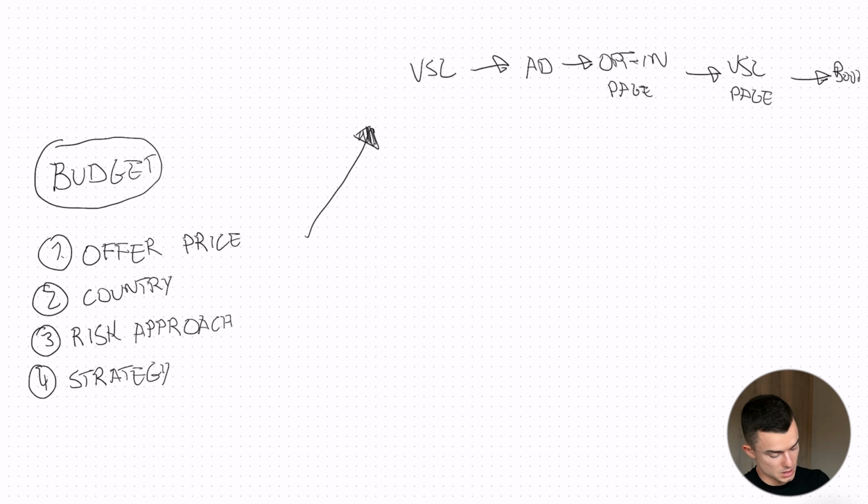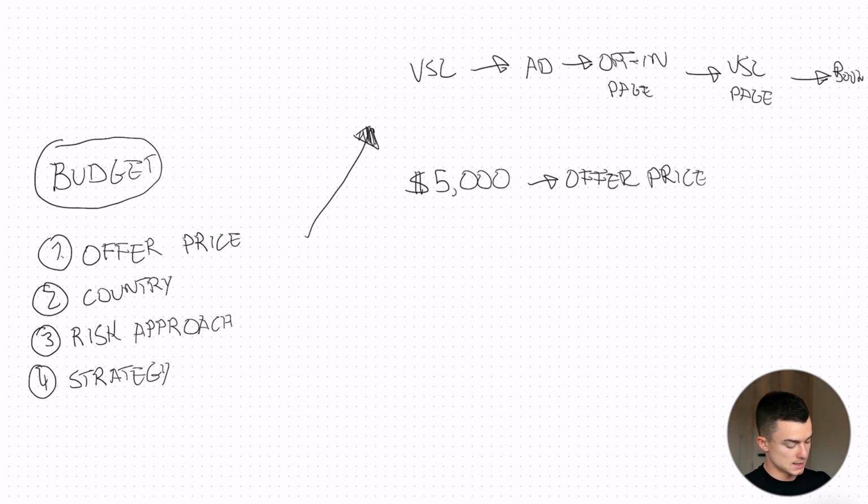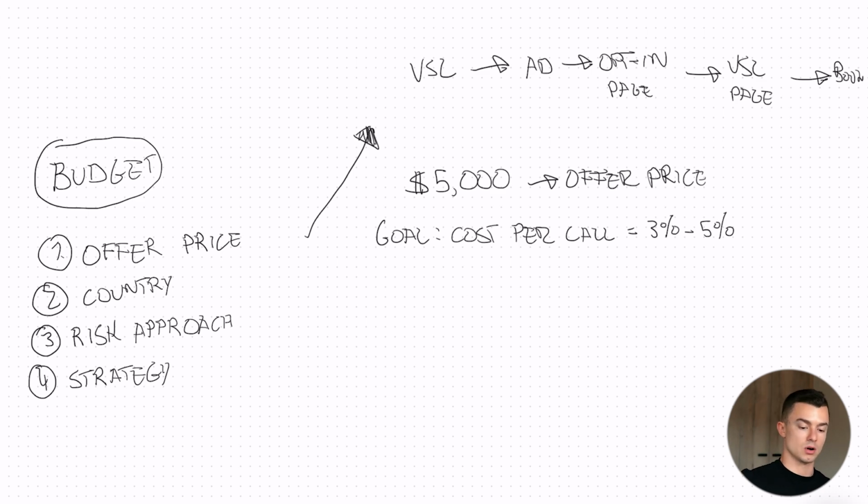So the first thing I would do here is look at the offer price. Let's assume that I'm selling an offer for $5,000. That is the offer price. Let's say that my goal is to get a cost per call that is between 3 to 5% of the offer price. Now, why did I say 3 to 5%? It's because in general, from experience, I can tell you that is a good range for you to see a good return, and I will explain why in just a second.